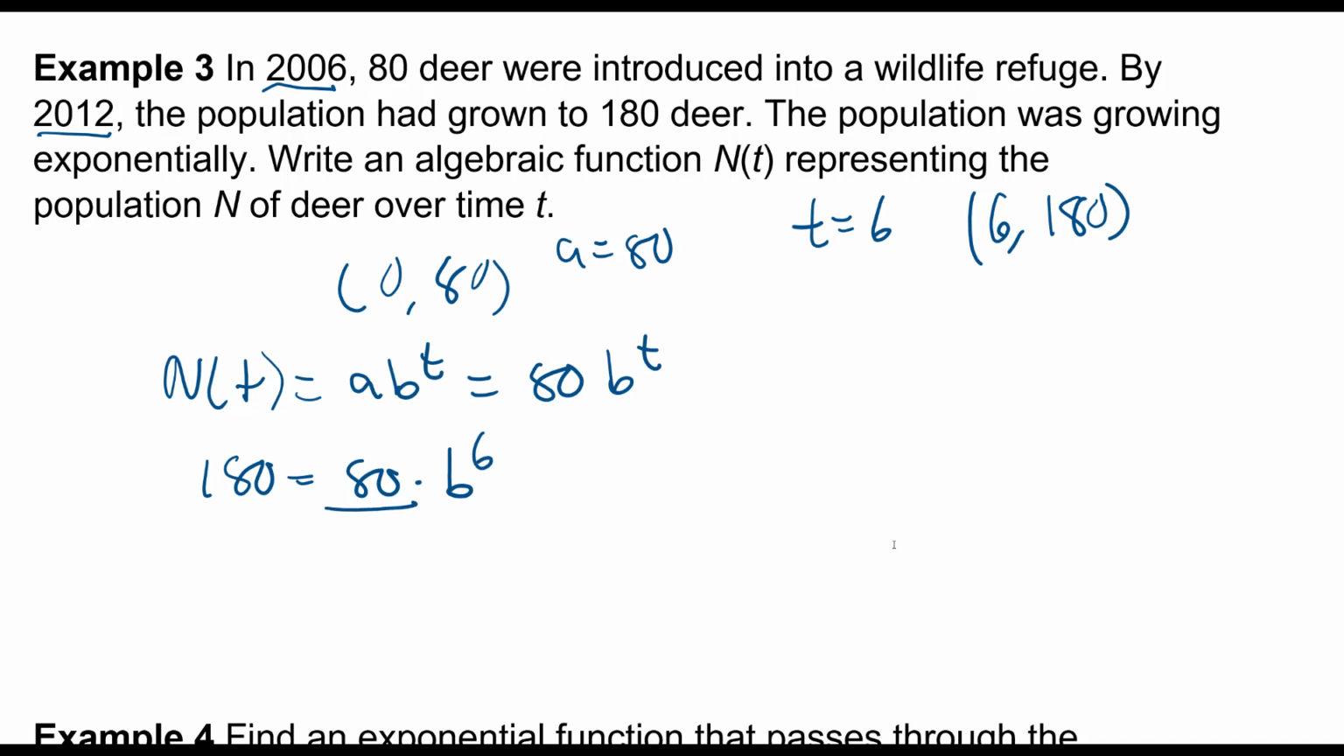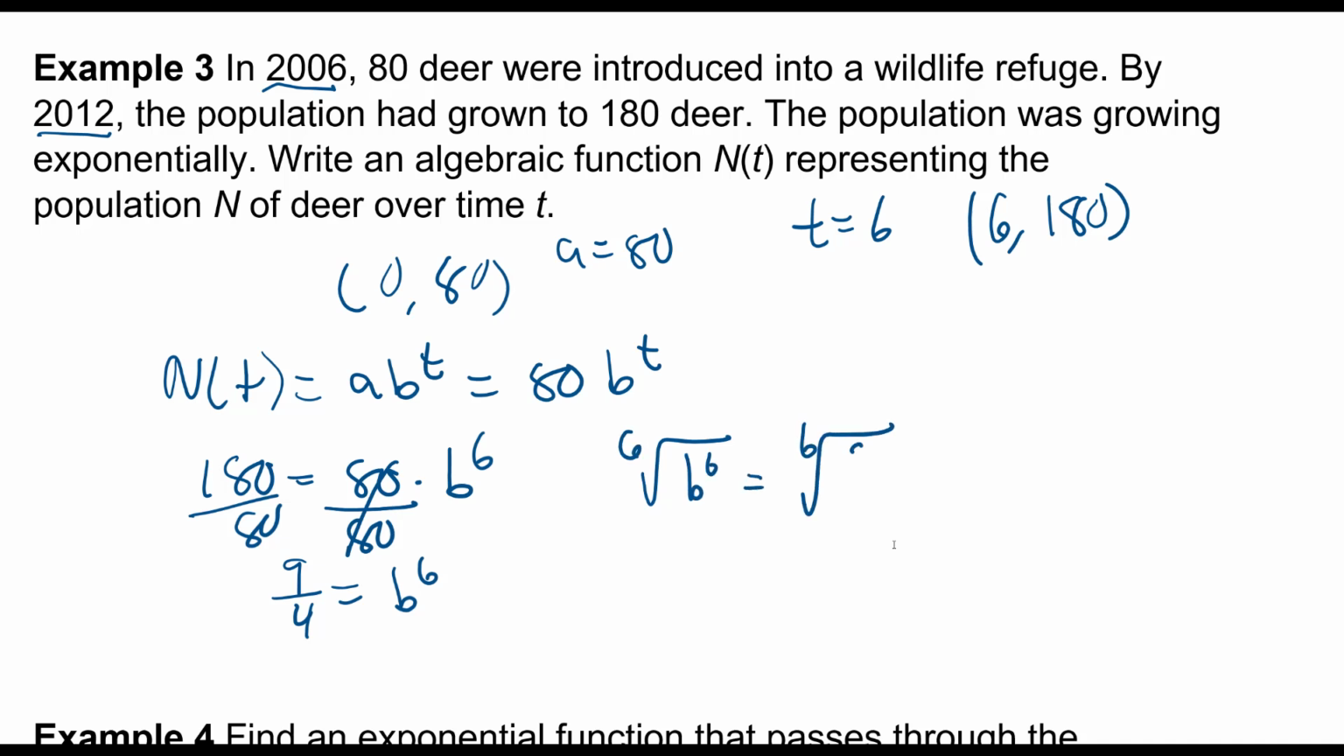We can divide both sides by 80. So 180 over 80 reduces to 9 over 4, equals b to the 6th. So now we can take the 6th root of b to the 6th equals the 6th root of 9 over 4. I'm going to go with just the positive because even though with an even index we can go plus or minus, it wouldn't make sense to have a negative.